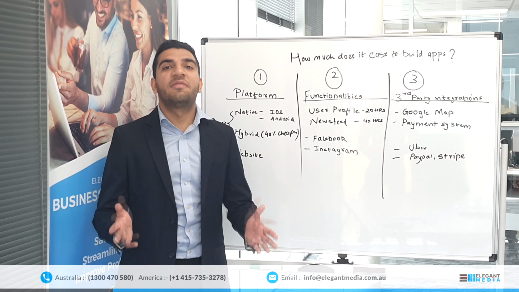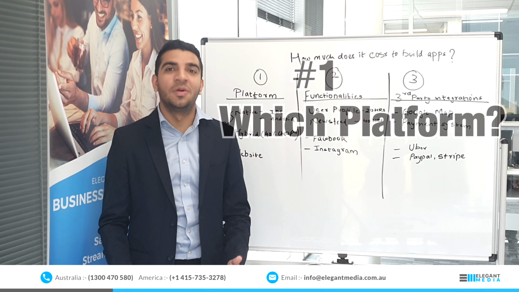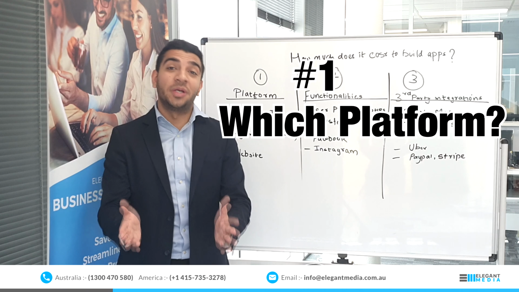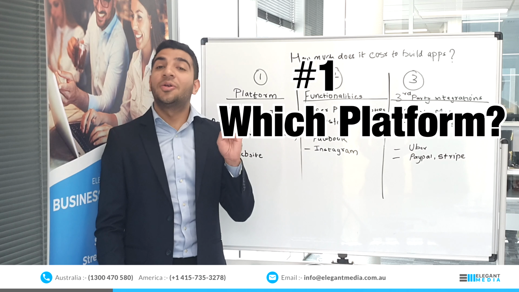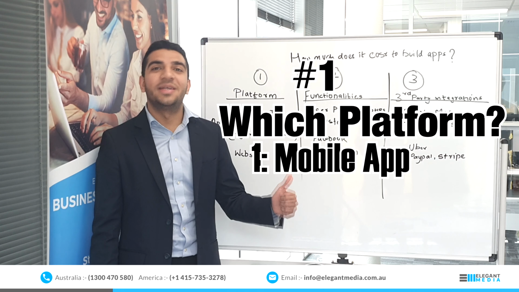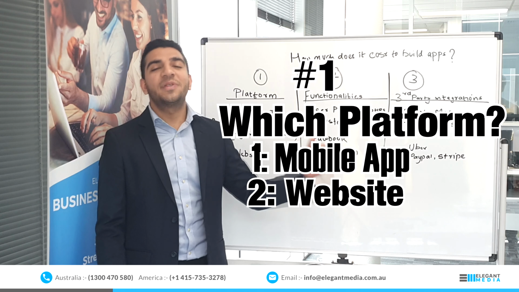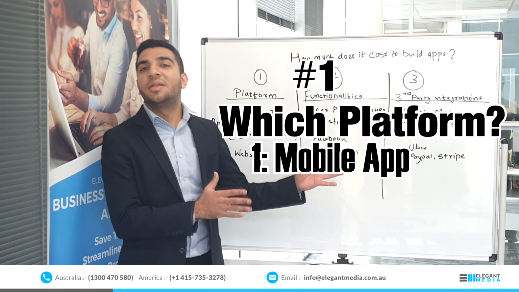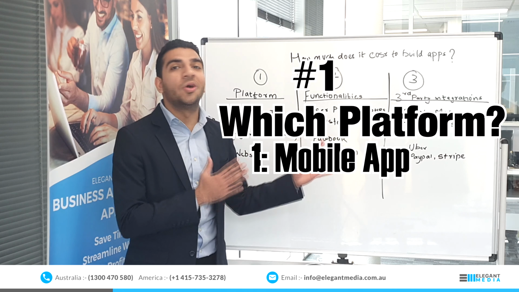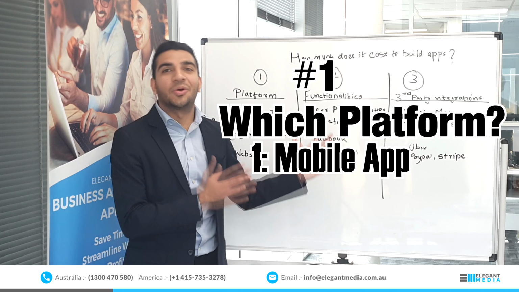So the first main factor that defines the cost of an application is the platform. It's very important for you to decide which platform you're gonna build this app for. Right? So there are two main platforms. The first is the mobile application, and the second is the website. Websites are usually cheaper to build as compared to mobile applications, but in this video, we're gonna concentrate only on mobile applications, and all my time and cost estimates will be around mobile applications.